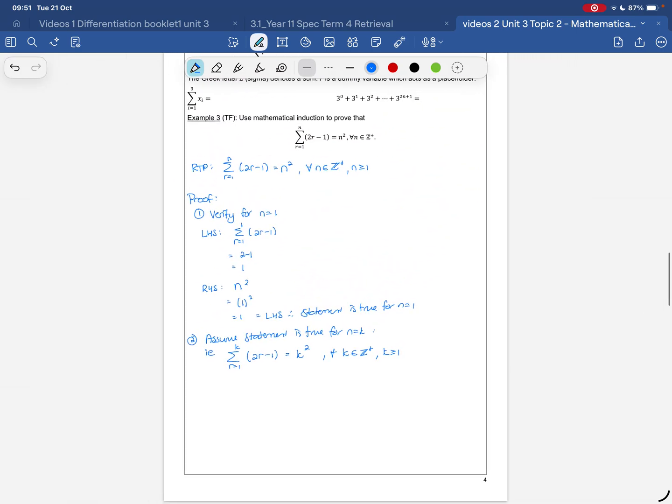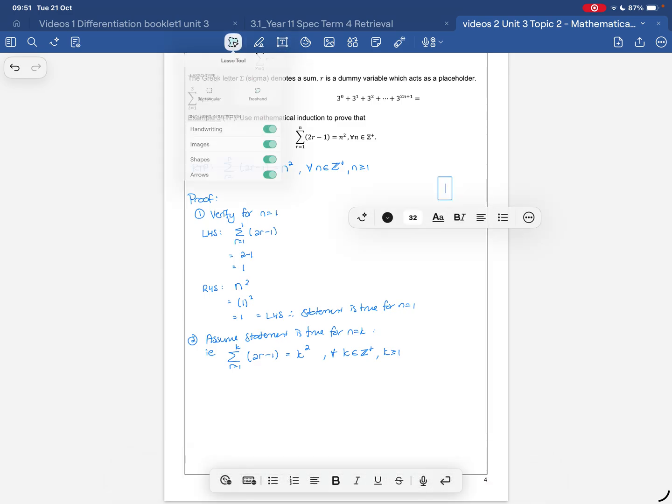And I'm going to run out of space. I've been too big here. Let me just shrink this a little bit.